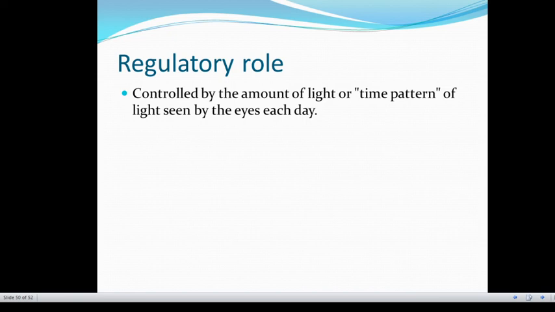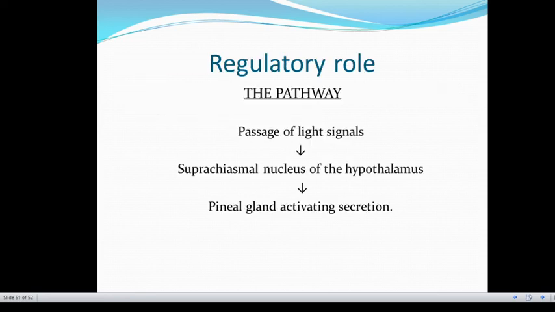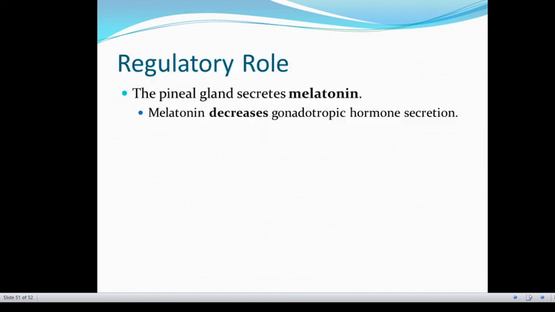Its function is controlled by the amount of light or time pattern of light seen by the eyes each day. The pathway includes the passage of light signals to the suprachiasmatic nucleus of the hypothalamus, to the pineal gland, activating its secretions. The pineal gland secretes melatonin, and melatonin decreases gonadotropic hormone secretion in some species of animals. Now, a question arises here: does the pineal gland have a similar function for control of reproduction in humans?